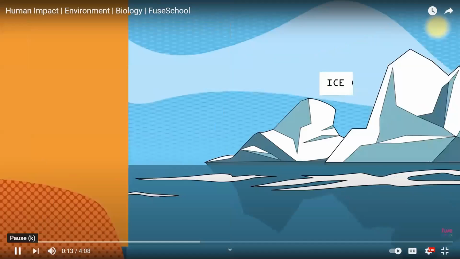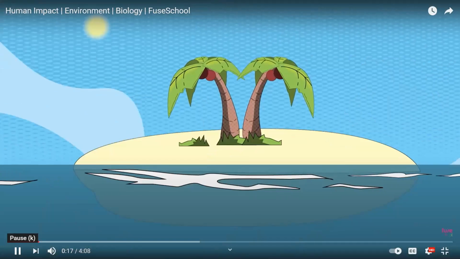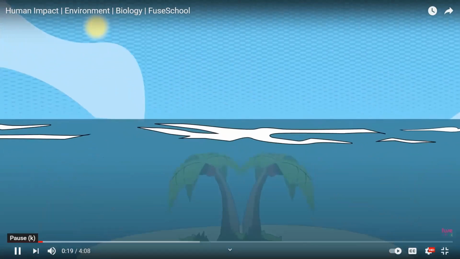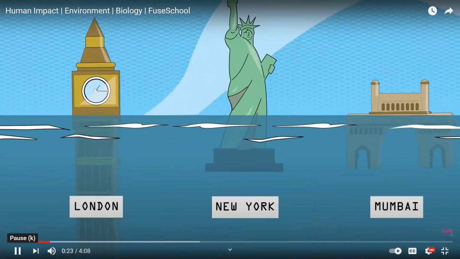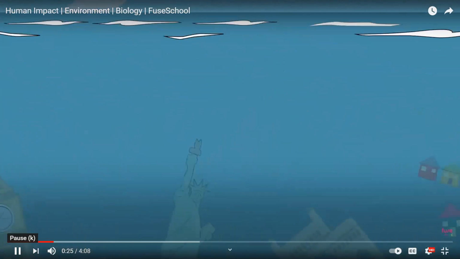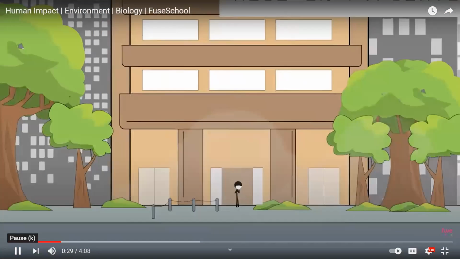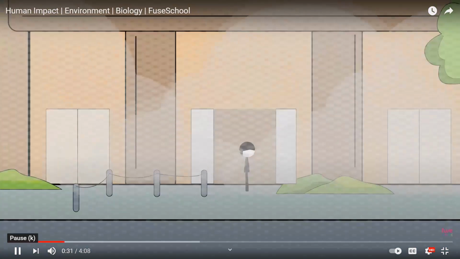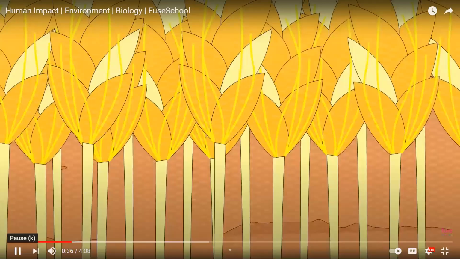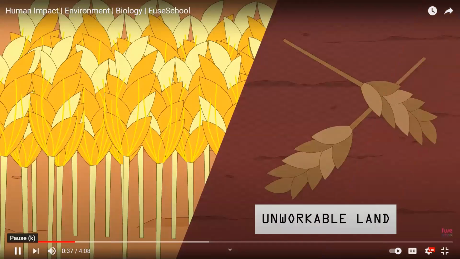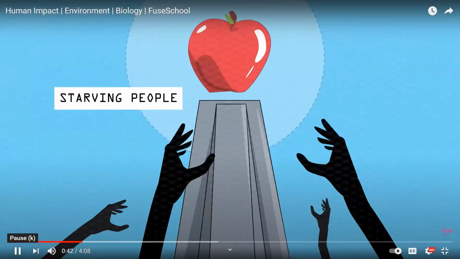Ice caps continue to melt. Rising sea levels have caused huge swaths of land to be permanently underwater. Major cities such as London, New York and Mumbai no longer exist. Millions of people have had to leave their homes, city population has risen, and stepping outside means breathing in extremely polluted air and endangering your life. Once fertile farmland has become unworkable as soil turns into dust. The number of people not getting enough food increases.